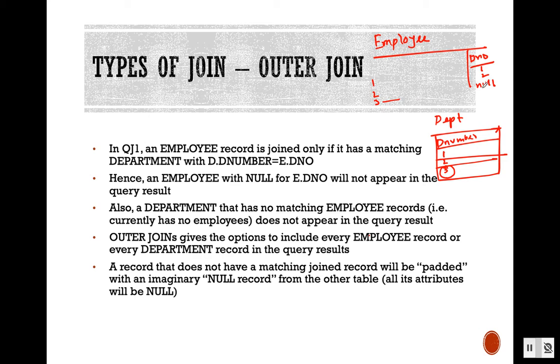So if we want to see all the employees and all the departments, whether they have any matching tuples with the department number or not, in that case we have to come up with a different type of join known as outer join. The outer join gives the option to include every employee record or every department record in the query result. A record that doesn't have a matching join record will be padded with an imaginary null record from the other table.